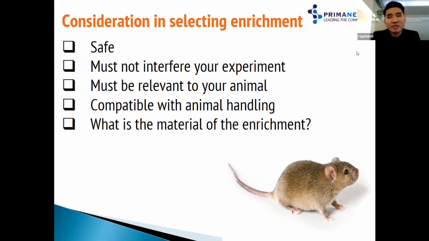Third, it must be relevant to your animals. If anyone here is raising cats, okay, cats like to play with balls. If you give them a wooden ball especially, they will interact with it, they will play with it. That's great because they are interacting with your enrichment material, your toy. But how about if I give the same enrichment material to a rat or mouse? They would think, hey, what is this? They probably do not recognize it or do not feel that it is relevant. Hence, you have to know what is relevant to your animals based on their behavior.